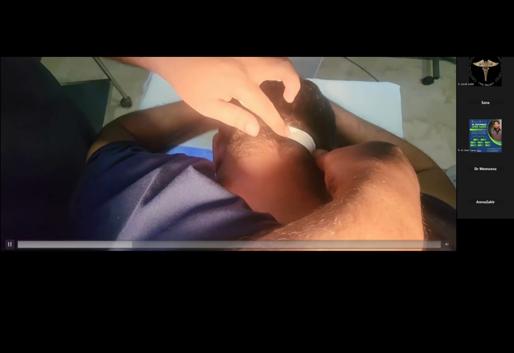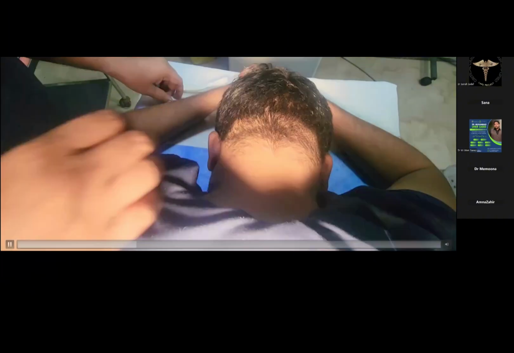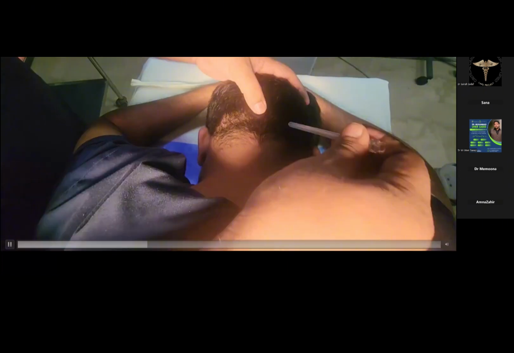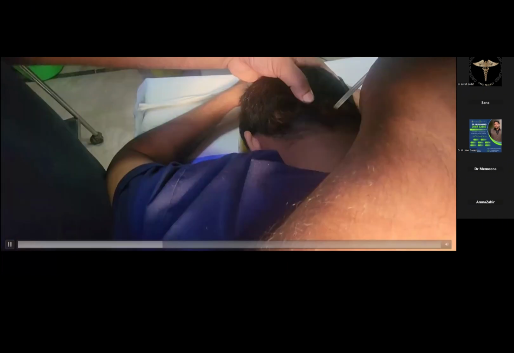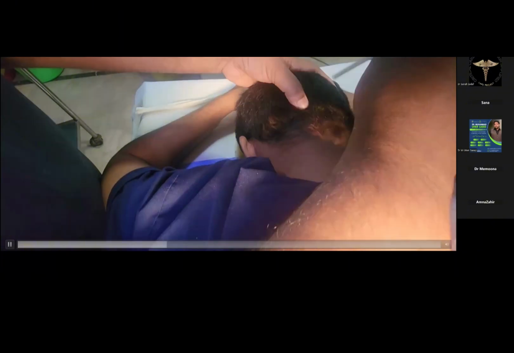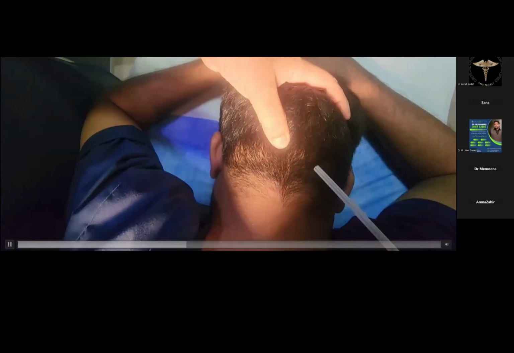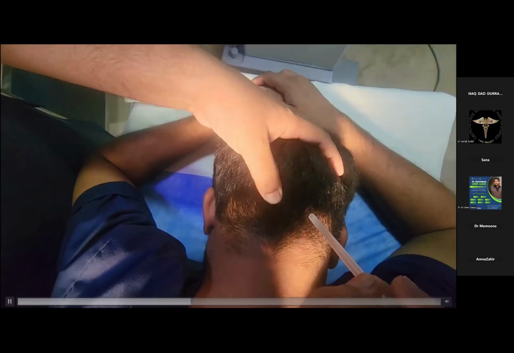And we just hit the bone and slide down, and then give the block over there. We give it in a fan position, rotating the needle from lateral to medial so that the block will spread around and the nerve is covered.